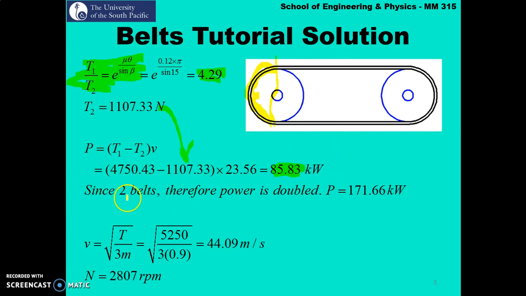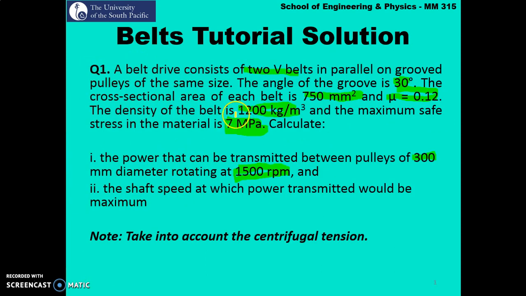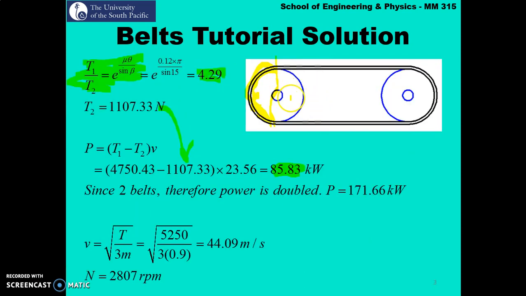But in the question, we've got two belts. It says that we've got two belts, and both the pulleys are of the same size, indicating that same diameter. With respect to two pulleys having the same diameter, the wrap angle is basically 180 degrees.